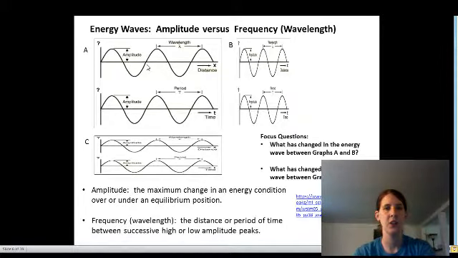So what changed in the graphs between A and B? Well, here we have condensed the wavelength, right? Our amplitude is still the same, it's still the same height, but our wavelength has become much shorter, right? We've compressed the same graph down. Whereas in C, our amplitude is much lower. See how it doesn't come up as high or down as low, but our wavelength is still the same.